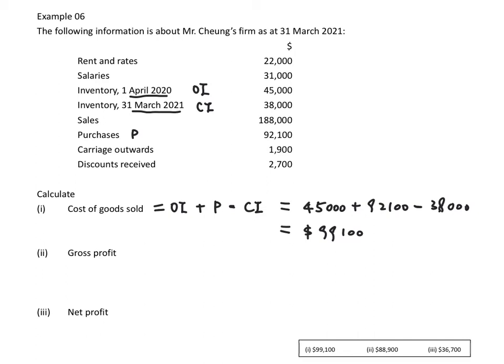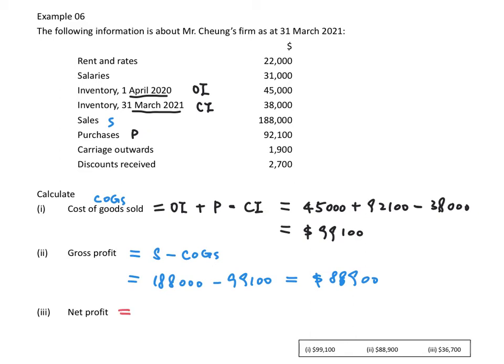And then we'll move on to the gross profit. For the gross profit, we need the sales minus the cost of goods sold. For the sales, we have it right here, and then we minus the cost of goods sold, which comes from part 1, and then we get the final answer. It should equal 88,900.